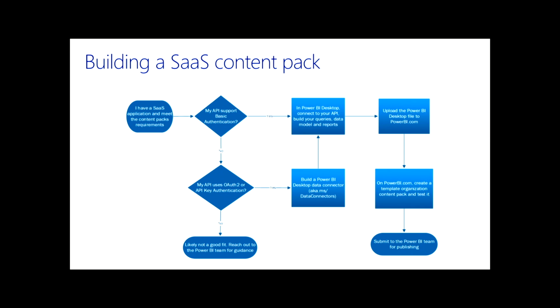The first question to ask is, does my API support basic authentication? This is an important question because it will determine whether you will need to build a data connector to connect to your API, or just use Power BI Desktop out of the box. Power BI Desktop is the authoring tool for SaaS content packs. That's where you build all your queries, your data model, and your report before you convert it to a content pack. But you need to be able to access your API to be successful at doing that. And Power BI out of the box only supports basic authentication as the authentication type.